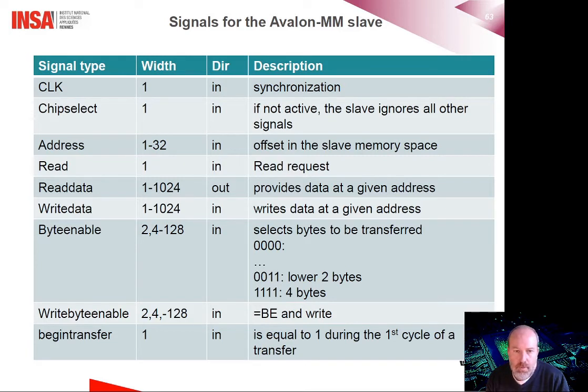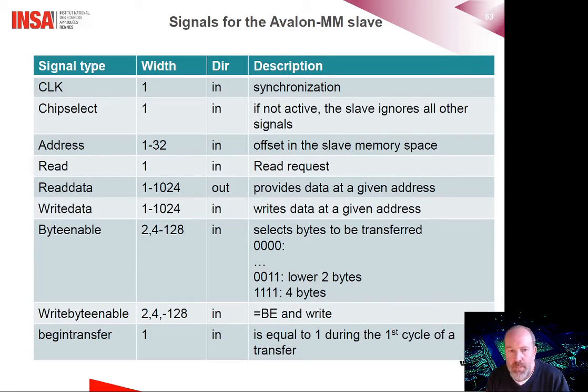Byte Enable is another signal that selects bytes to be transferred. For example, if Byte Enable is 1111, it means that it's possible to write the full 32 bits. A value of 0011 only writes the lower 2 bytes. A combination with 0001 only writes the least significant byte. Write Byte Enable, this one, is a combination of the Byte Enable and write and is available as an input.